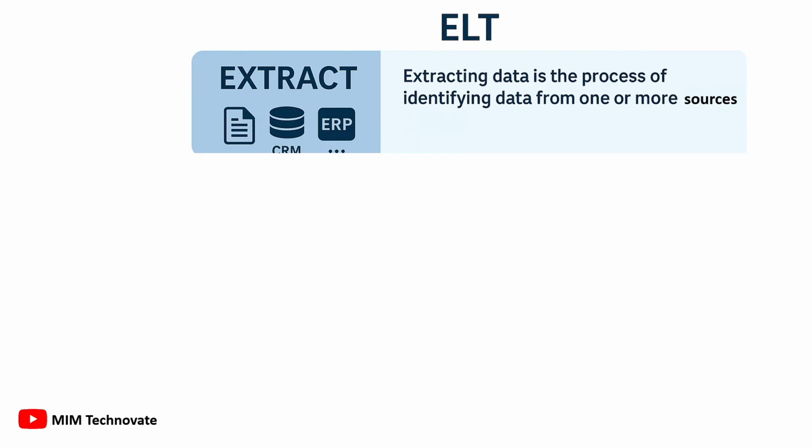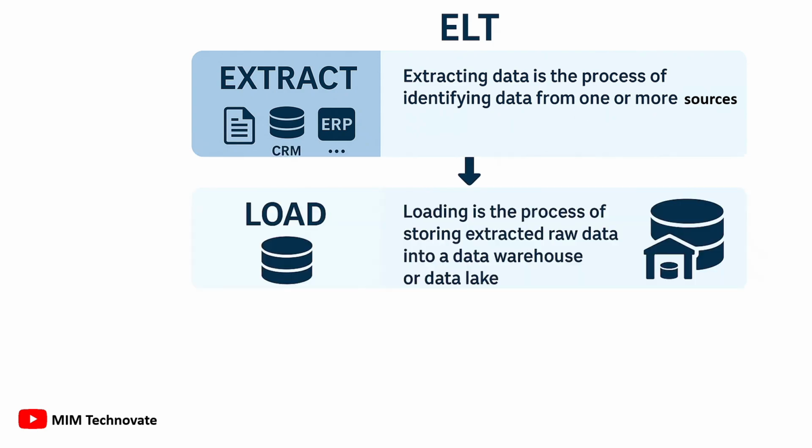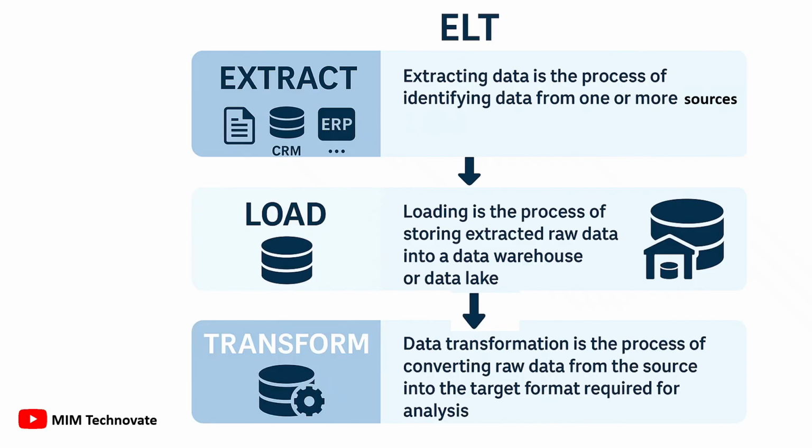Extract. Extracting data is the process of identifying data from one or more sources. The sources may include files, databases, ERP, CRM, or any other helpful data source. Load. Loading is the process of storing extracted raw data into a data warehouse or data lake. Transform. Data transformation is the process of converting raw data from the source into the target format required for analysis.